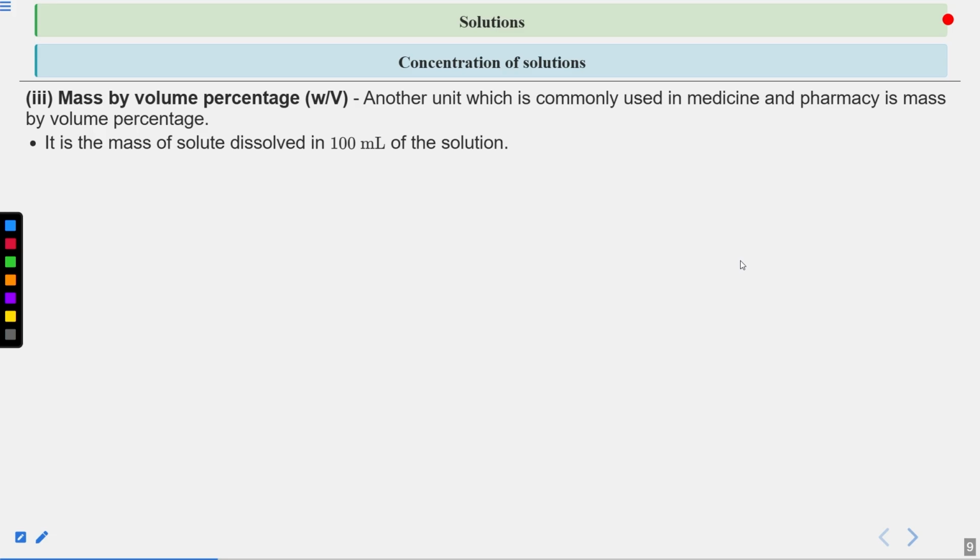Then we can take a combination of mass and volume, but here your units will be fixed. Suppose we are saying weight by volume, then what will be the unit of volume? Suppose we are taking 100 ml. In terms of ml we are taking.